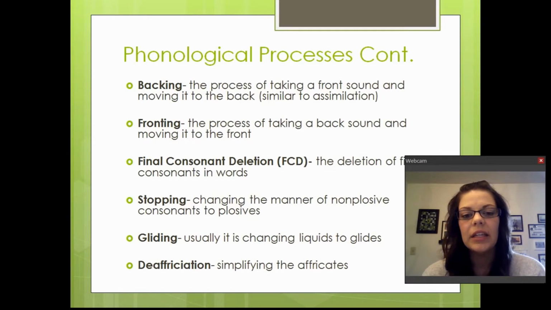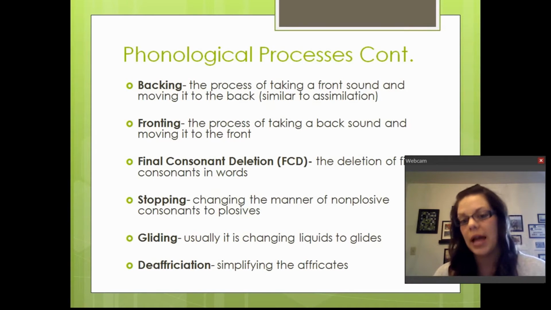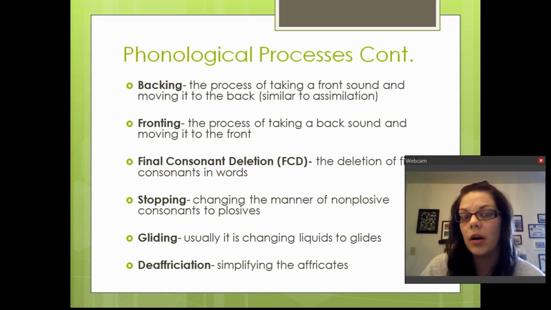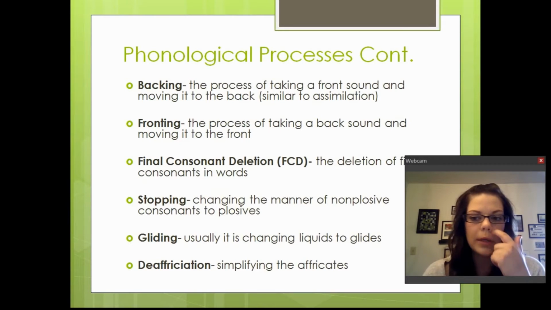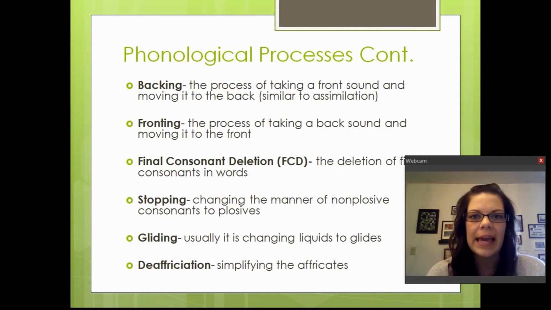Gliding, usually when we're changing from liquids to glides. So for instance, remember a liquid is an R or an L, so we're changing those sounds to a glide, which is a W or a Y sound. When we're doing that, this happens quite frequently. You might hear pway instead of play, wun instead of run, wake instead of lake.